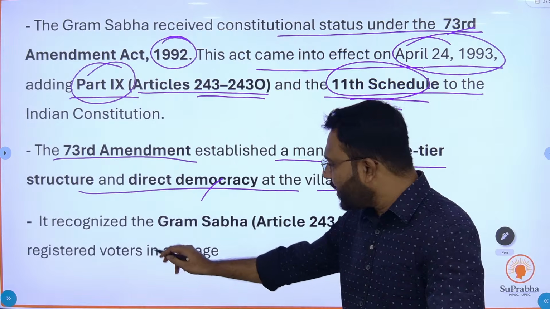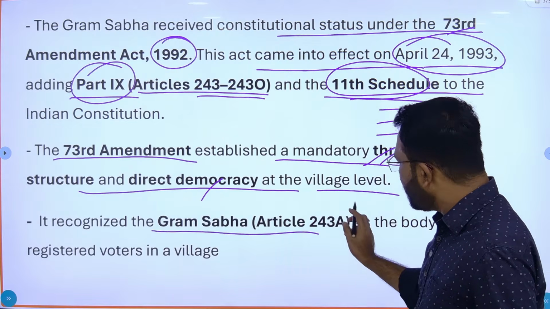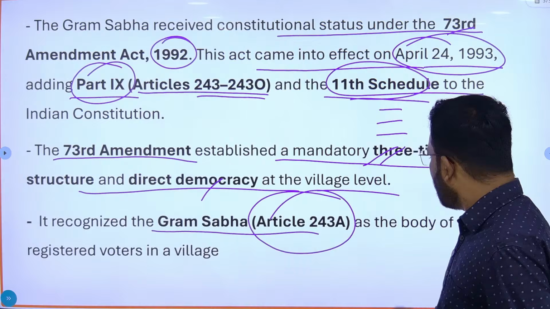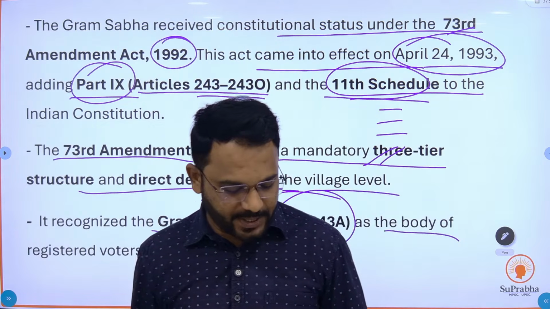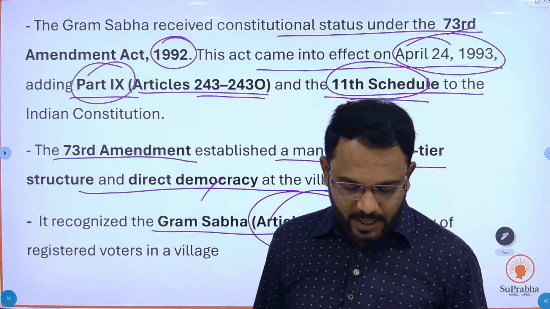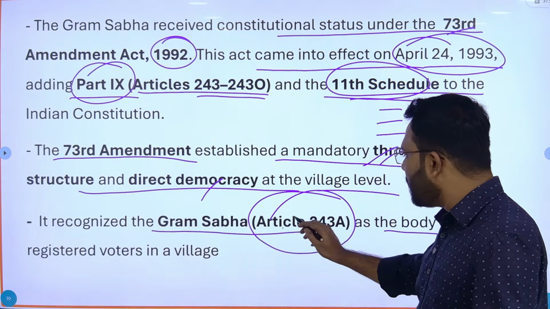It recognized the Gram Sabha under article 243A as the body of registered voters in the village. What did it recognize? It recognized Gram Sabha under which article?